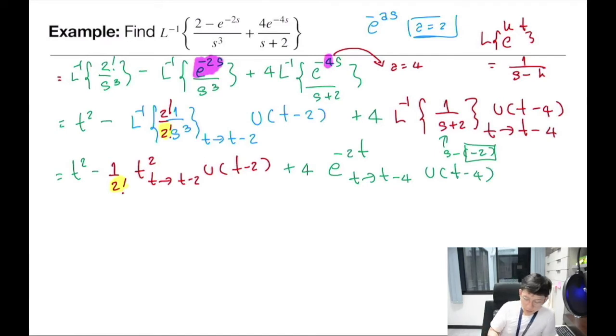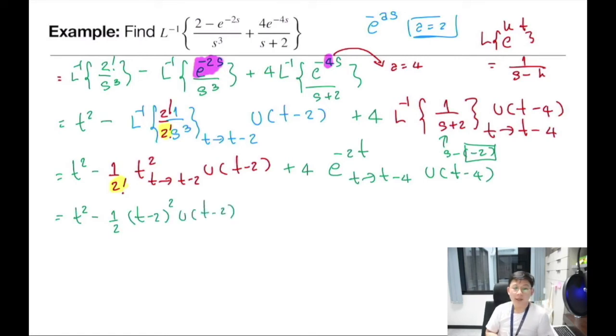Okay, so here we have t squared minus 1 half of t minus 2 squared u of t minus 2. Okay, and plus 4 e to the minus 2, and then you change from t to t minus 4, and then u of t minus 4.